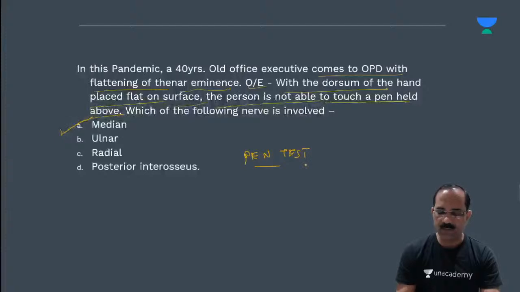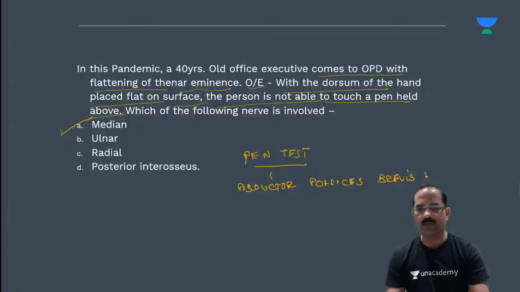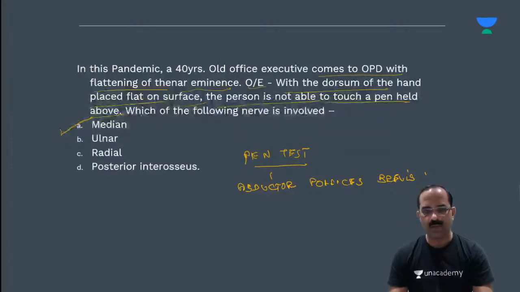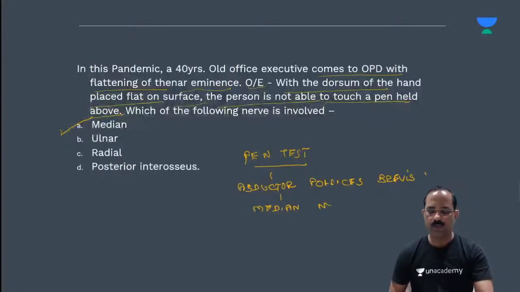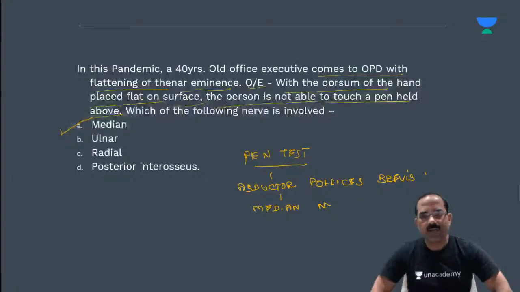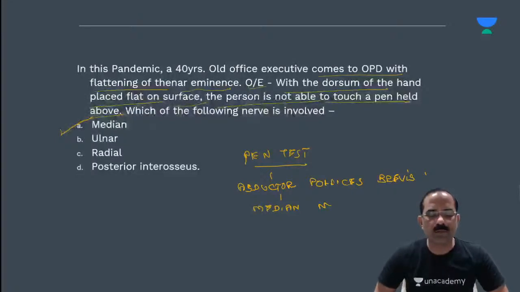And which muscle are you testing by this pen test? The muscle tested is abductor pollicis brevis. And who supplies it? The median nerve. Abductor pollicis brevis is supplied by the median nerve. Clear to all of you?